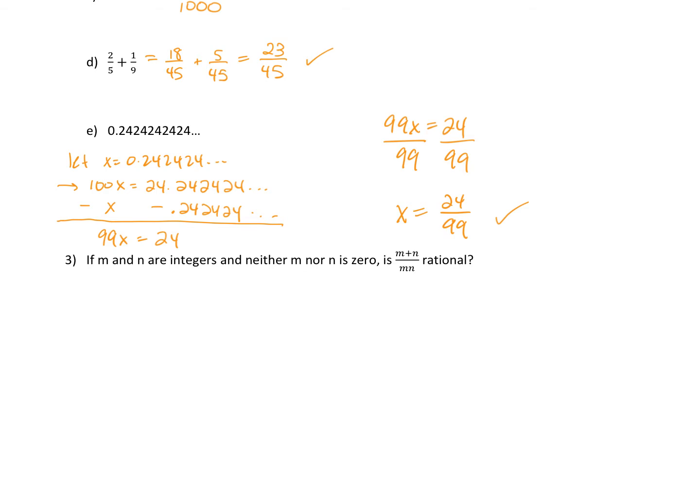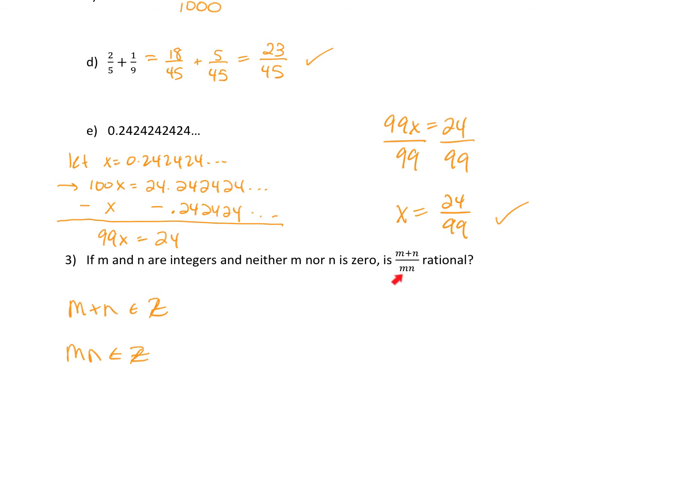Number 3, if m and n are both integers and neither m nor n is 0, is m plus n over mn rational? Well, m plus n is an integer, right? Because the sum of two integers is an integer. We've talked about that. M times n is an integer because the product of integers is always an integer. So I've satisfied the two important parts, right? I've written m plus n over mn as a ratio of integers. The top's an integer, the bottom's an integer.